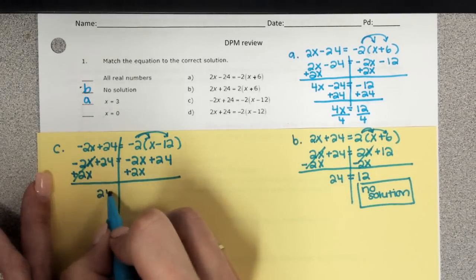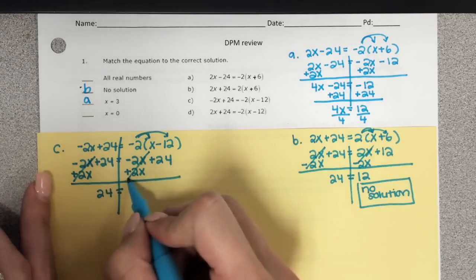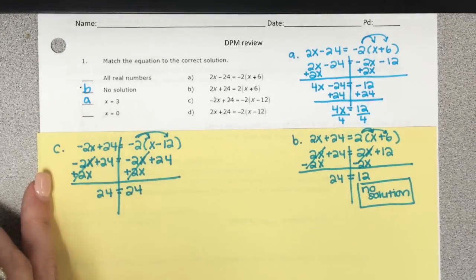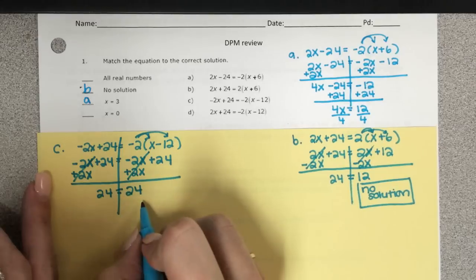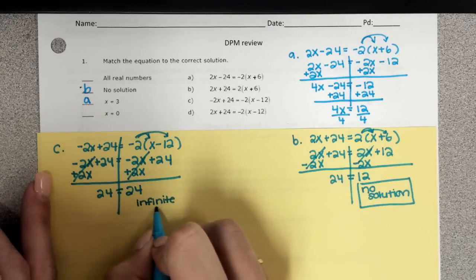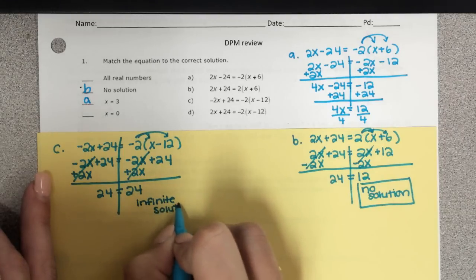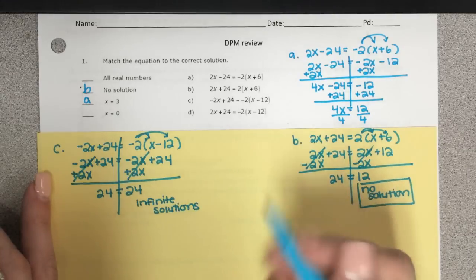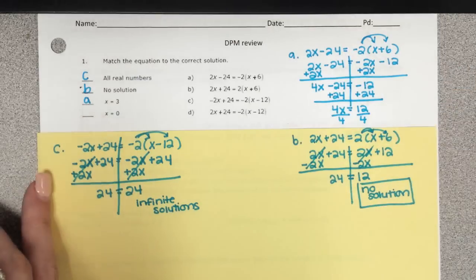So we're left with 24 equals, those eliminate as well, 24. Does 24 equal 24? Yes, it does. So this is called infinite solutions. Or, based off those answer choices, it's going to be all real numbers.